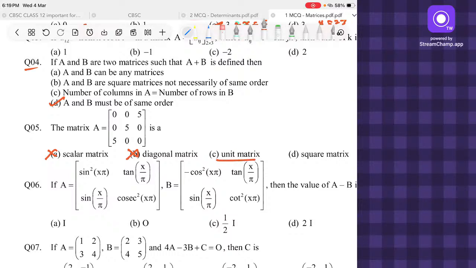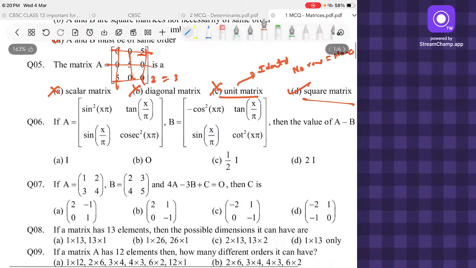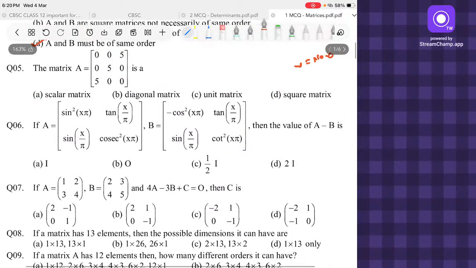Unit matrix means identity matrix. Identity matrix is also a diagonal matrix, right? That means all the diagonal elements should be 1, and the remaining positions should be zeros. But here non-zero elements are present, so this is also not a unit matrix. Then it is a square matrix. Square matrix means the number of rows is equal to the number of columns. Here see, 3 rows and 3 columns are equal, then it is a square matrix.